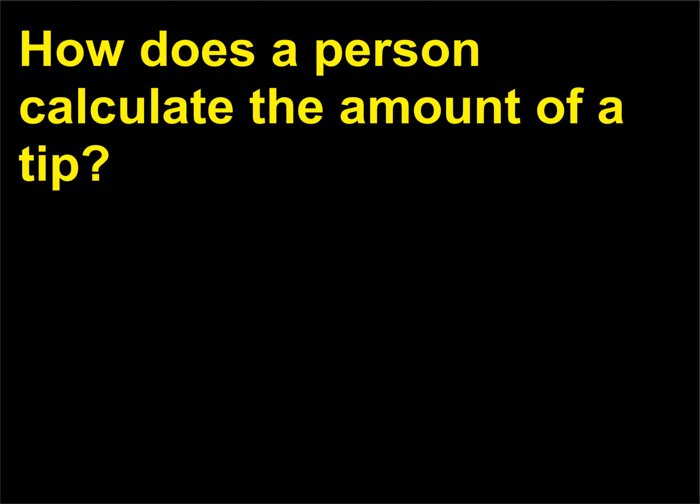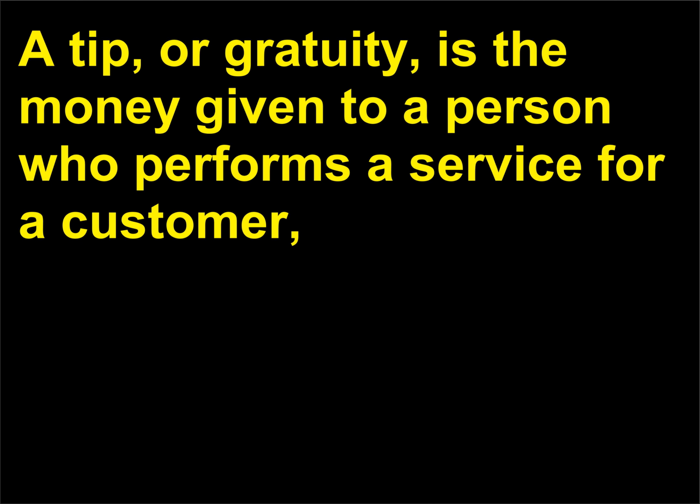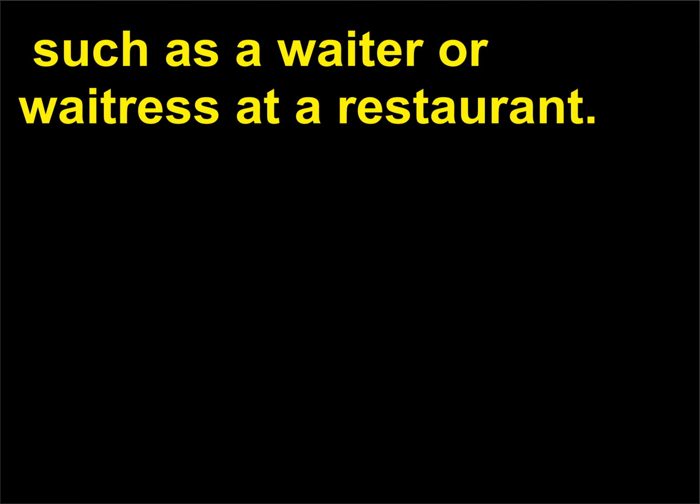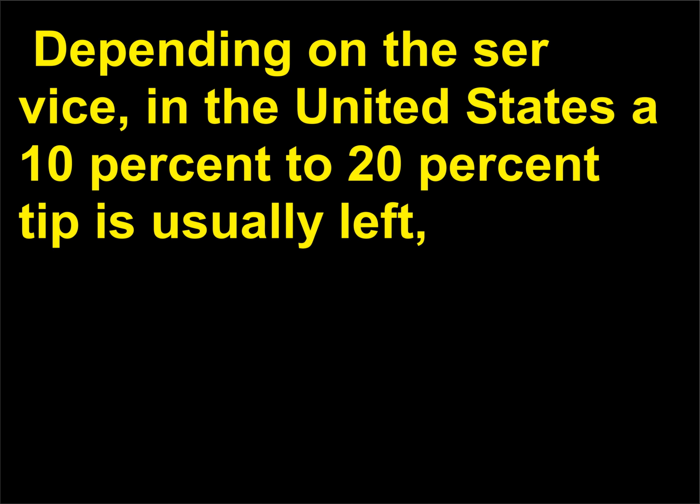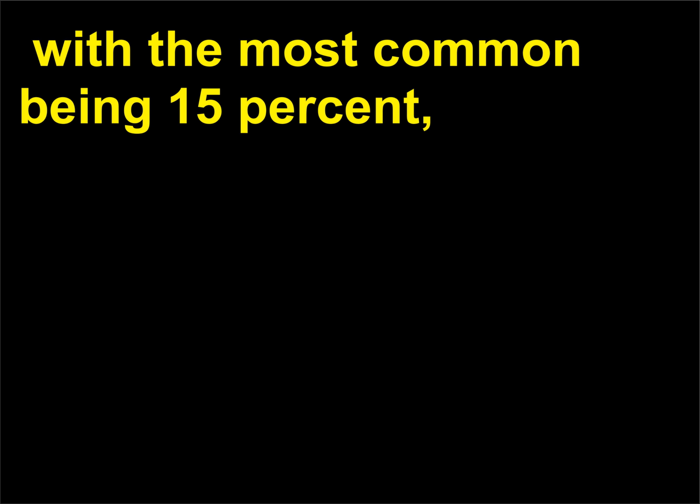How does a person calculate the amount of a tip? A tip, or gratuity, is the money given to a person who performs a service for a customer, such as a waiter or waitress at a restaurant. Depending on the service, in the United States a 10% to 20% tip is usually left, with the most common being 15%.